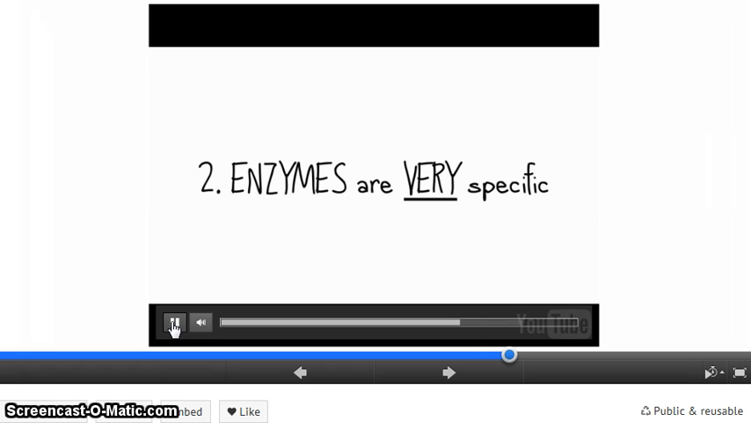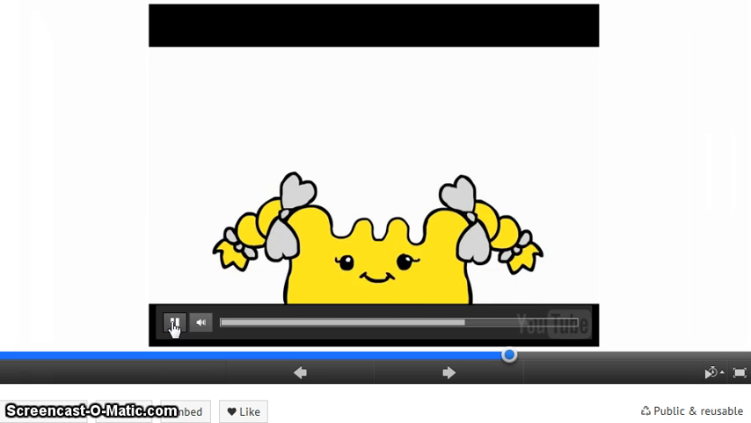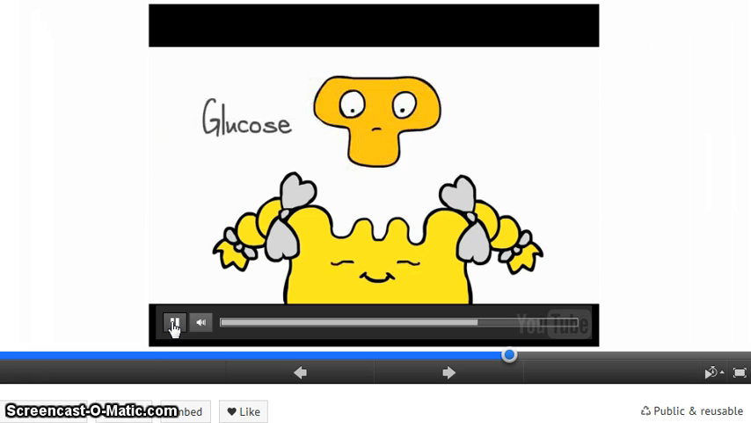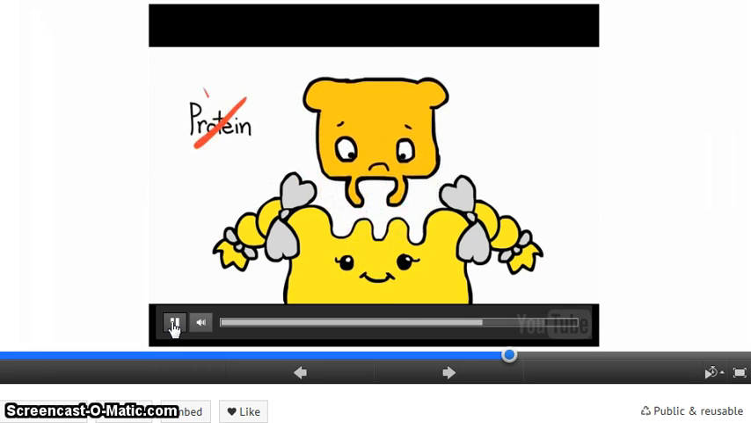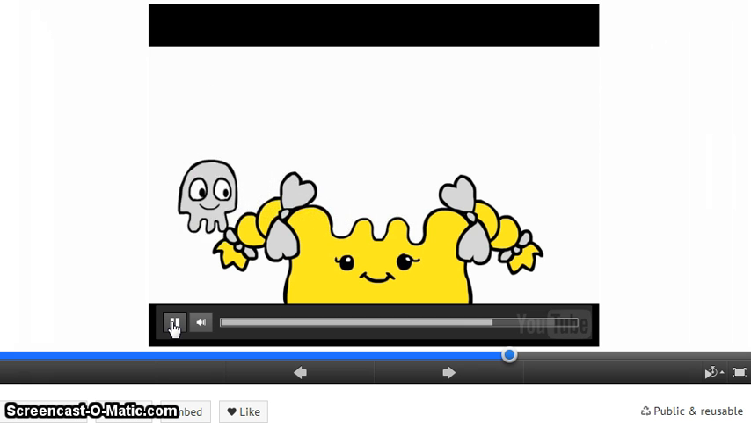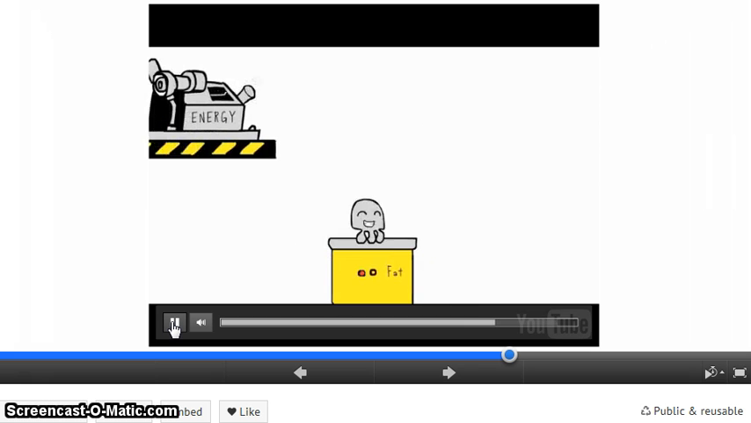Number 2, enzymes are very specific. Each enzyme can only bind to one type of substrate. Let's look at the case of lipase enzyme, which breaks down fats. Molecules like glucose and proteins cannot fit into the active site of lipase. Only fat cells can bind to the active site because they have the right shape. This ability to act on just fat cells is very important for lipase.